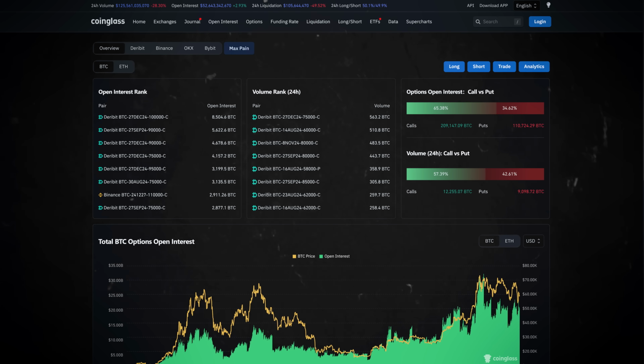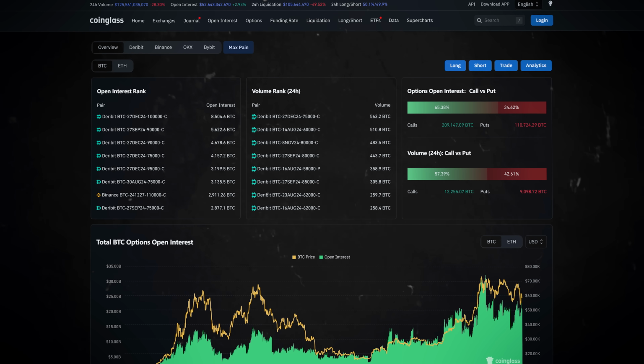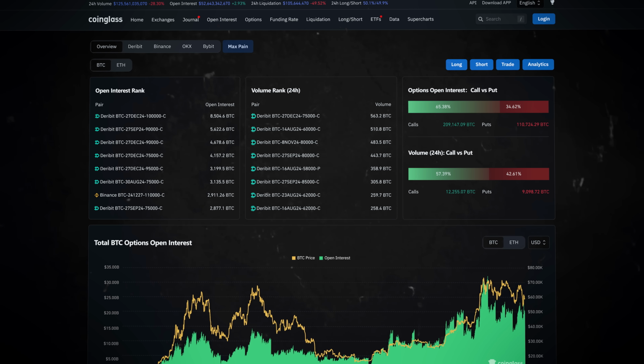One other quick note here, you can also look at the options volume and open interest ratios in the same way that you can do for the futures ratios. However, for me, it seems to be less accurate than the skew ratios.